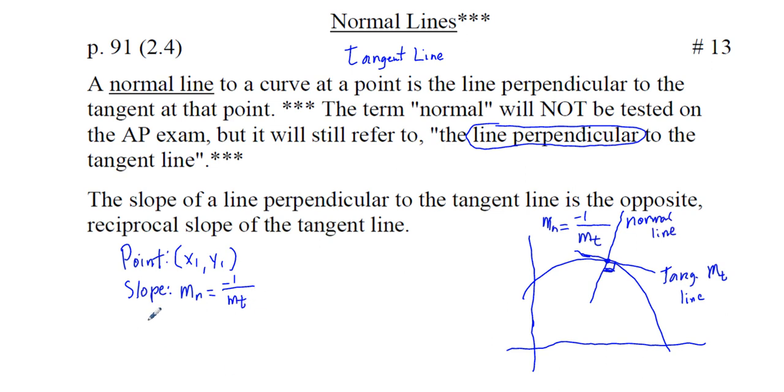Then the point slope form, just like we used for finding tangent lines, is y minus y1 equals m sub n times quantity x minus x1. Then we can pull these values out of our point. The y1 will go over here, the m sub n will go over here, and once we have all those, we have the equation of a normal line. So let's get to some problems.